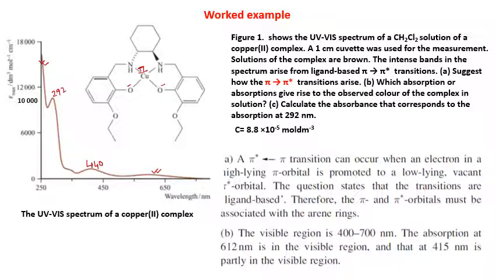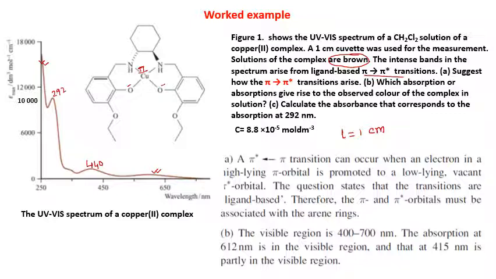The question says that the UV visible spectrum of a DCM solution containing copper 2 complex, a 1 centimeter cubed. So basically L, the cell length, is given as 1 centimeter, was used for measurement. Solutions of the complex are brown, so this is a colored complex. The intense band in the spectrum arises from the ligand based pi star transition.